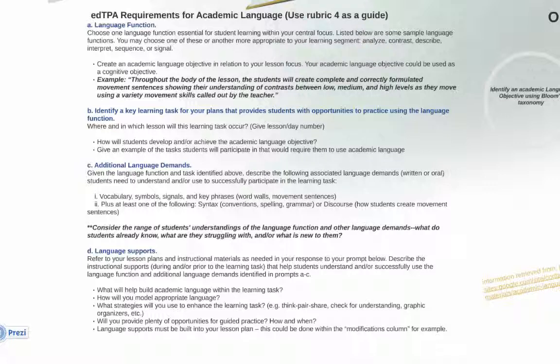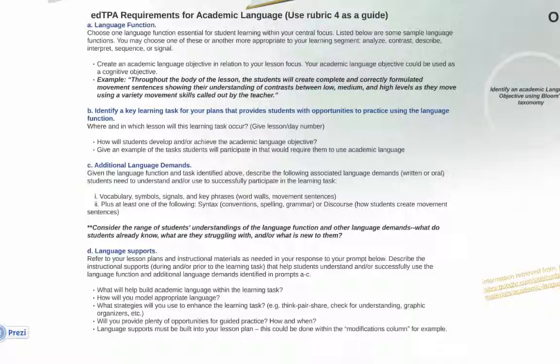It's good to have that written down, but as you'll see as we go, that's not the only part of the academic language we need. B, identify a key learning task for your plans. Okay, so you've established the language function with your central focus. Now what do you do? You have to link that. Take the learning task from your plan, and how am I going to get my students the opportunities to practice using the language? Not only are they practicing the skills, but they should be using the language of our content as they're practicing. This is what you're trying to do.